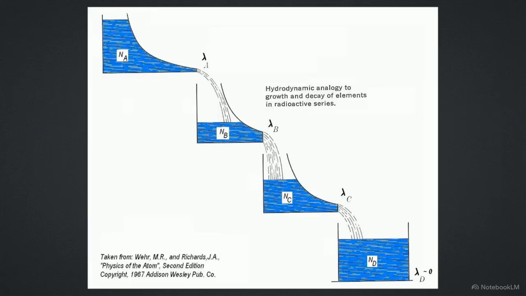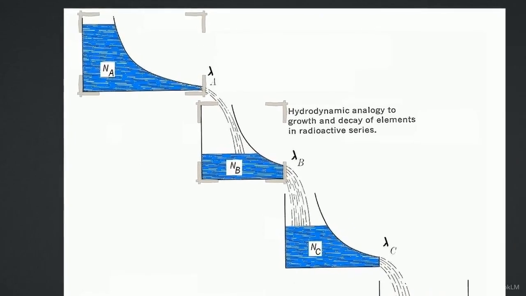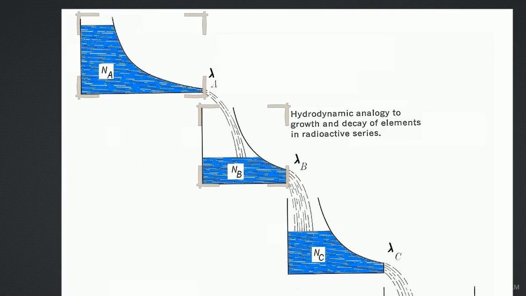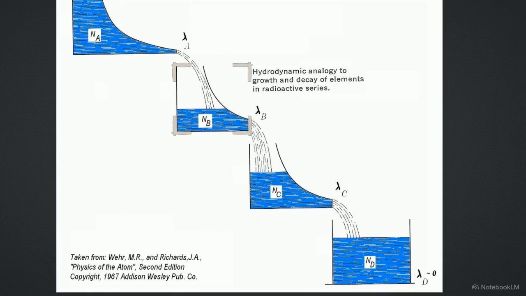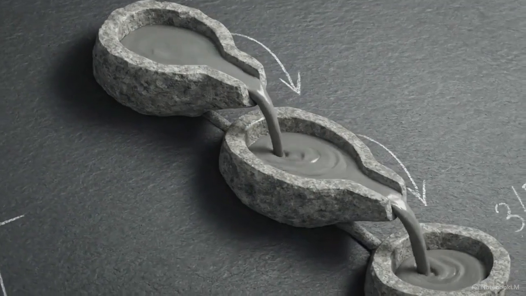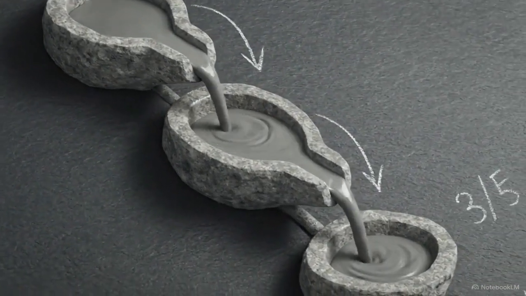This diagram uses a hydrodynamic analogy to visualize these differential equations. The massive upper reservoir represents the long-lived parent isotope. It contains an enormous volume of material, steadily pouring into the system. The lower buckets represent the intermediate daughter isotopes. They are in a constant state of flux, simultaneously being filled by the radioactive decay of the bucket above them and draining out through their own decay into the bucket below them. This principle of fluid dynamics mirrors the sequential decay of atomic nuclei.